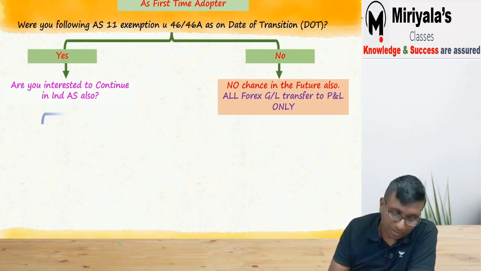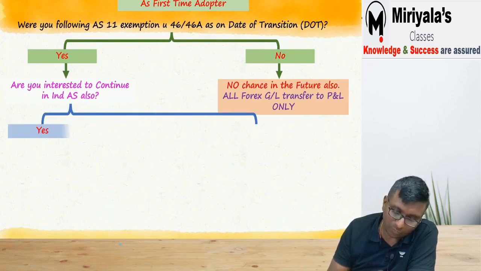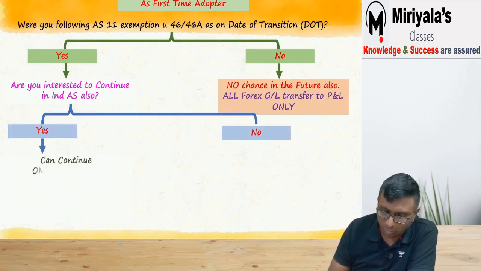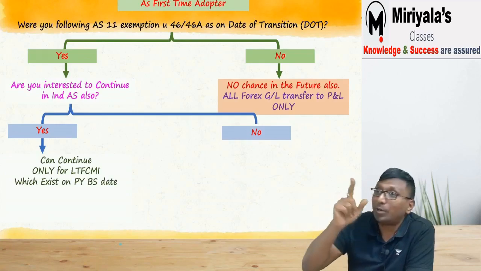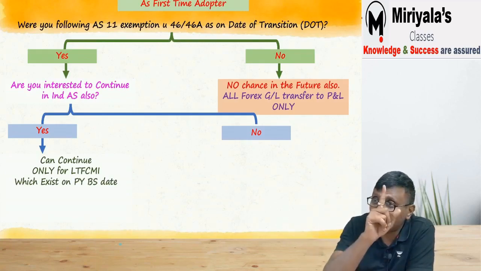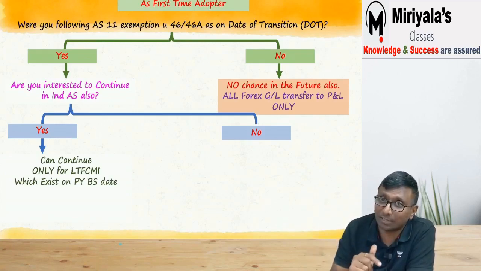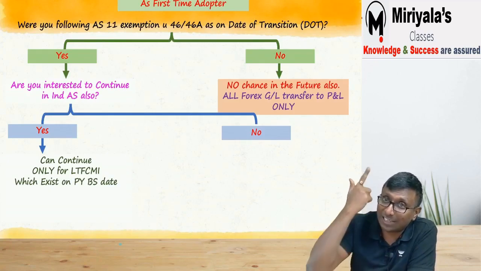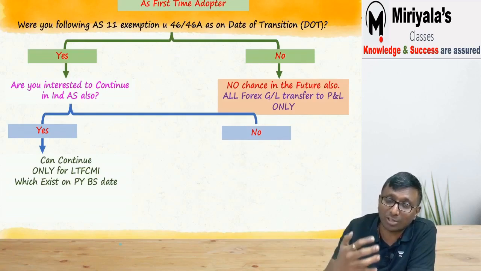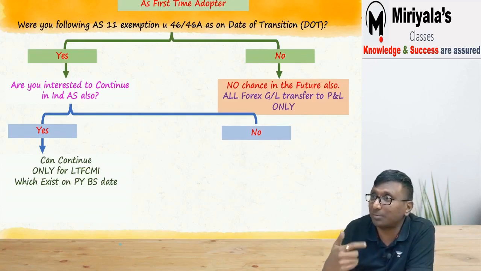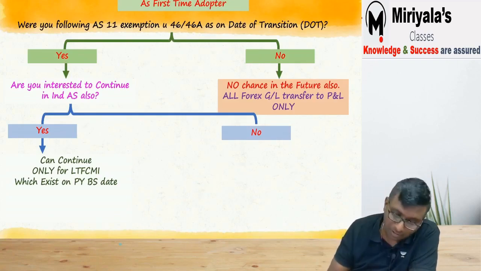Question mark. The answer can be yes; there will be a yes. Yes, you can continue, but only for those long-term foreign currency monetary items which exist in the previous year's balance sheet date, not on the date of transition. Be very clear. The compliance will be checked on the date of transition, but this continuation can happen only for those LTFCMIs which exist at the previous year ending, that is, the beginning of the current year.